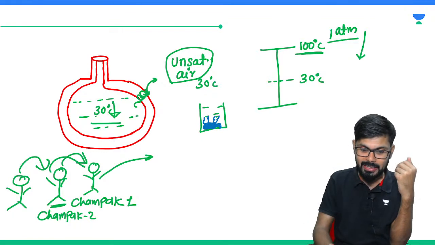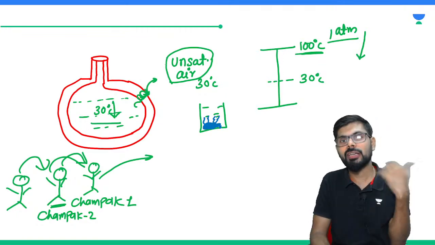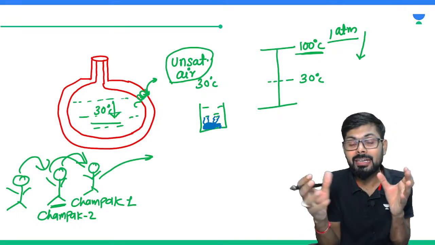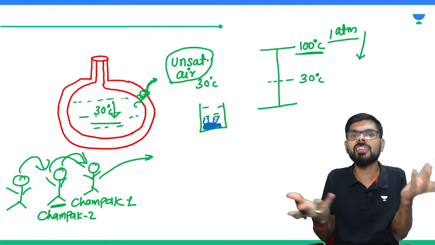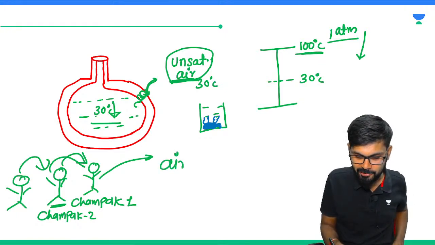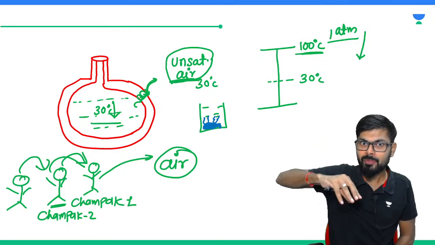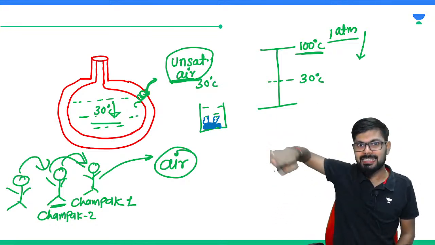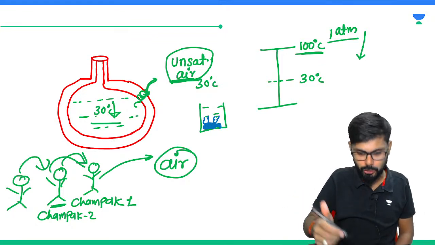It will continue until the air becomes saturated. Once it is saturated, then it will not be able to go, because the flight is full. You must assume that air is basically a flight. If air is unsaturated, it means there is space in the flight, seats are vacant. But once air is saturated, all the seats are full, and no further molecule can be added.